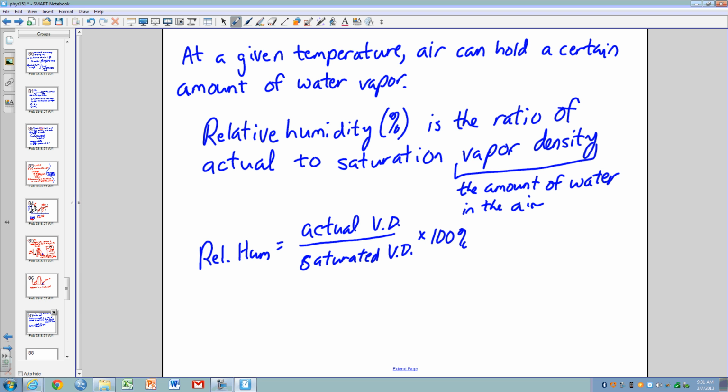Right? So actual vapor density is the amount of water in the air. And the saturated vapor density is the total amount it can hold.